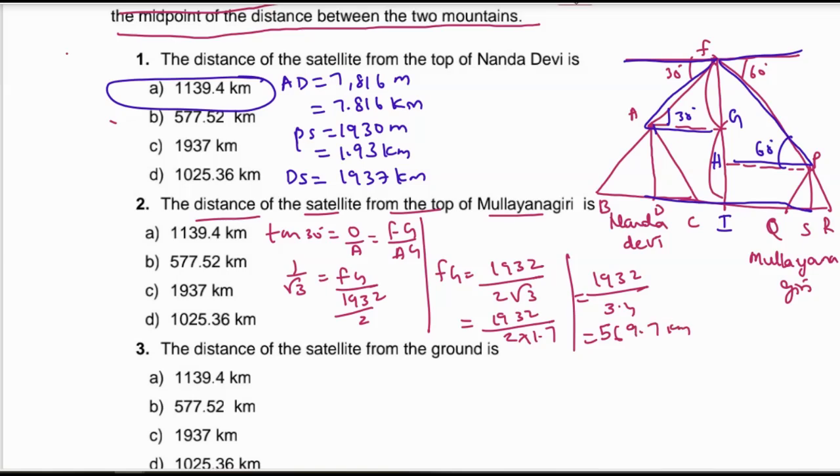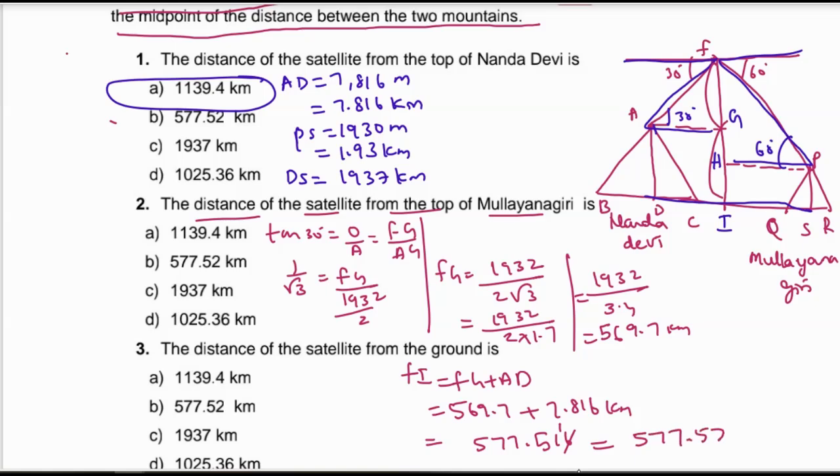When you divide this, we get the answer as 569.7 kilometer. So now we have to find FI equals FG plus AD. We have found FG, FG is 569.7, plus AD is 7.816 kilometer. Adding both, we get 577.516. 6 is greater than 5, so cancel and carry. So the answer will be 577.52. That is your B option.